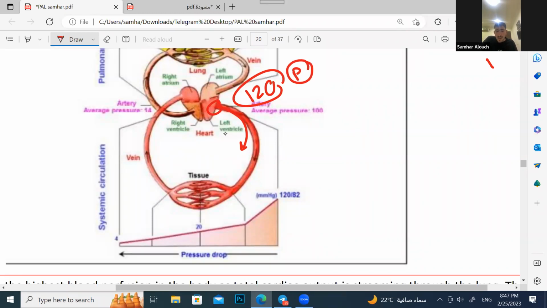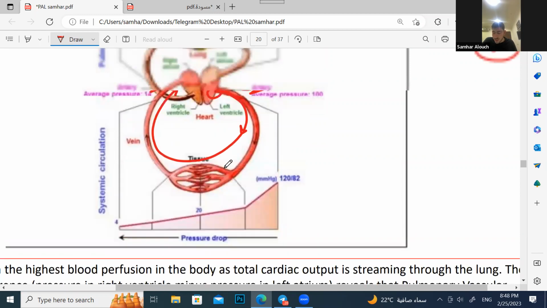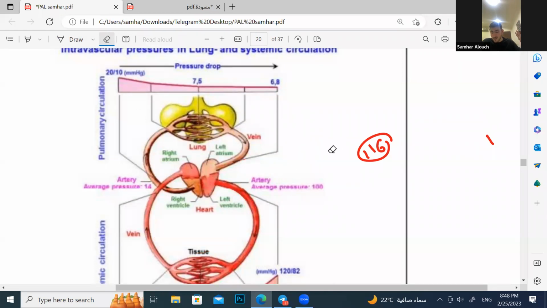Okay, and when it reaches the end of the systemic circulation, which is the right atrium, the pressure is very low. It's around 4. Look at the difference in pressure from the beginning till the end. The beginning is 120, at the end is 4. That's the systemic circulation. The pressure difference is like 116. The pressure at the left ventricle is 120 and the right atrium is 4.